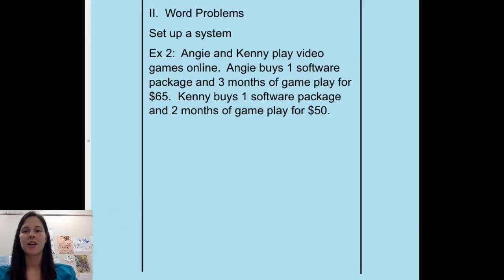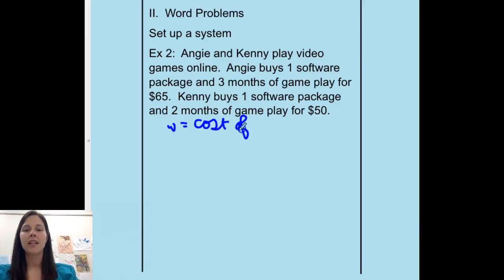And finally, let's take a look at word problems. The key thing with word problems is identifying your variables. Your variable is the information that you don't know from the problem. It's the information that you're curious about or that you want to solve for. We have an example here where Angie and Kenny are both buying software packages and paying for months of gameplay. What we don't know is how much the software costs or how much the games cost. So I'm going to let W equal the cost of the software.